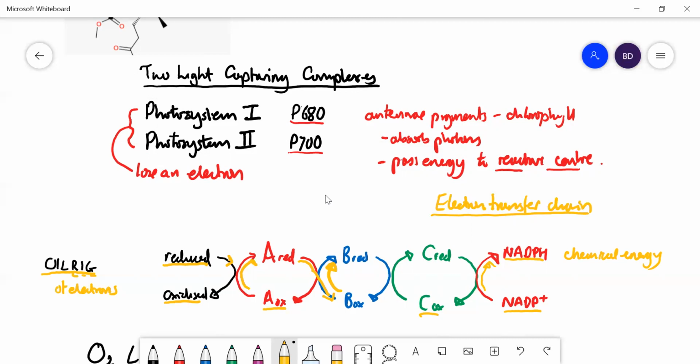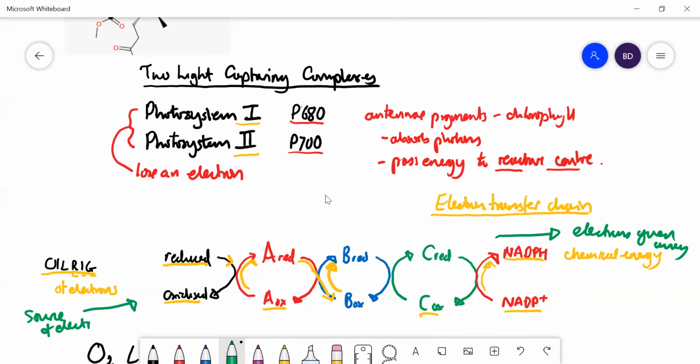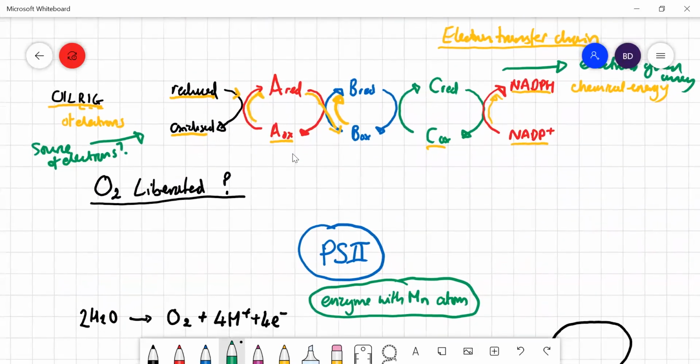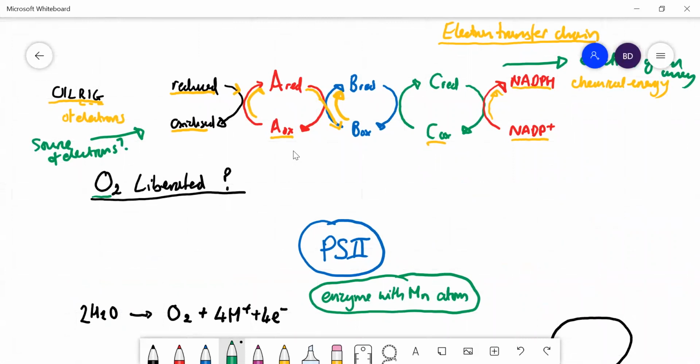Okay, so electrons are being passed on from these two photosystems down the chain. We'll have a look at the order of those, how it's passed on, in a bit more detail. But let's talk about the source of these electrons. At the end here, we get electrons being given away. So that means at this end of the thing, you've got to have electrons coming in. So what's the source of those electrons? Well, that is explained by this question here. I've written O2 liberated. We know in photosynthesis, oxygen is released, isn't it? Now, the source of those electrons are those ones down there.